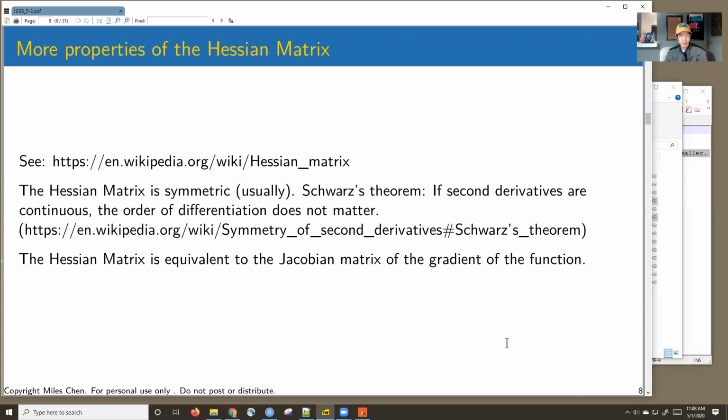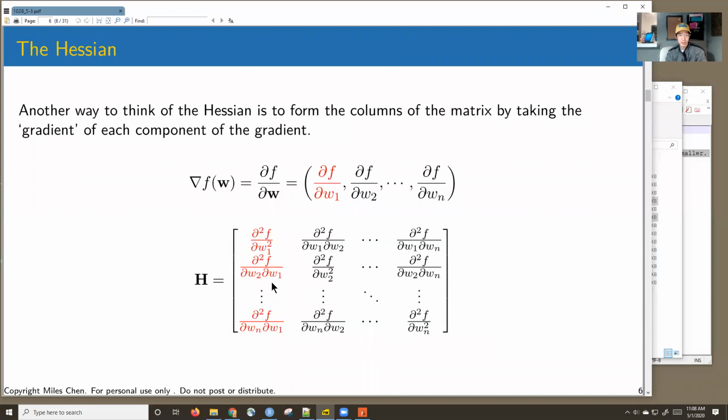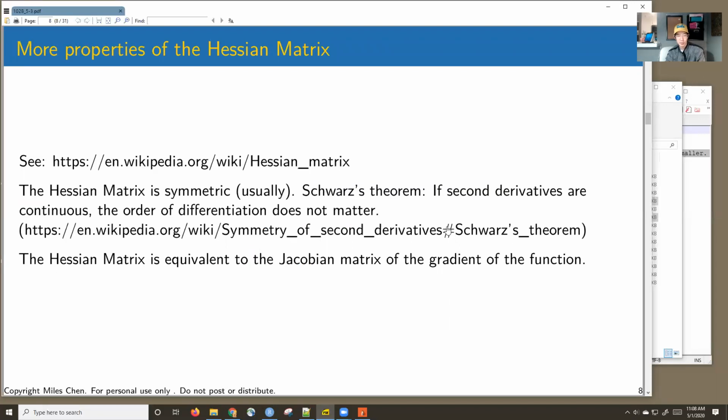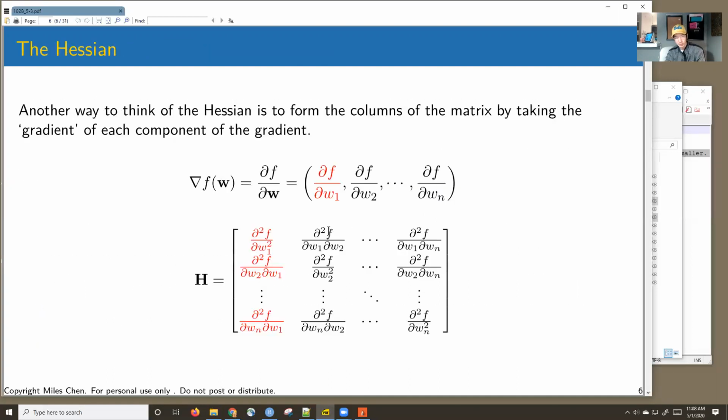You can read up on the Hessian matrix on Wikipedia. The Hessian matrix is symmetric, because if the second derivatives are continuous, then the order of differentiation doesn't matter. So the second derivative with respect to W1 then W2 is equal to the second derivative with respect to W2 then W1.